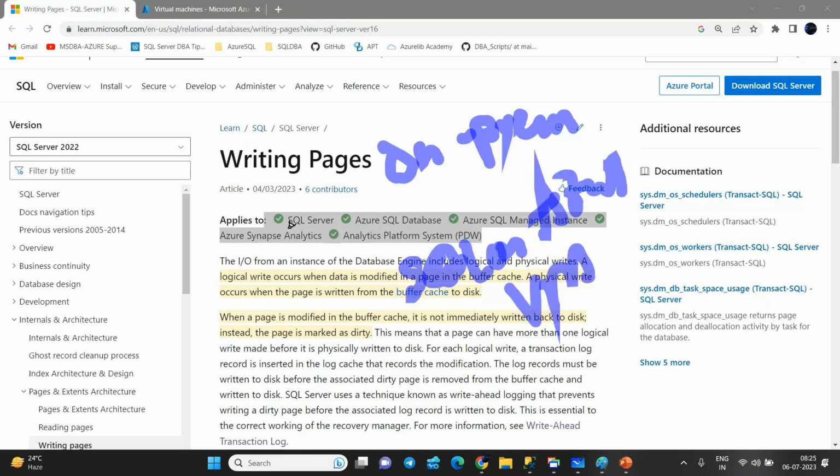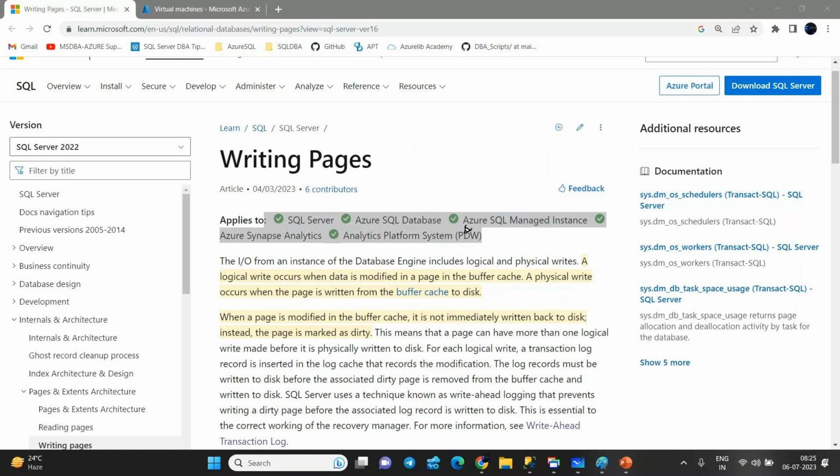The rest are PaaS platforms. These two are PaaS, which we are going to discuss completely when we start the cloud, after 30 days. When we discuss the cloud, we will also discuss what Azure SQL Database is, what Azure MI is, and the difference between Azure MI and Azure SQL Database. All these concepts we will discuss.